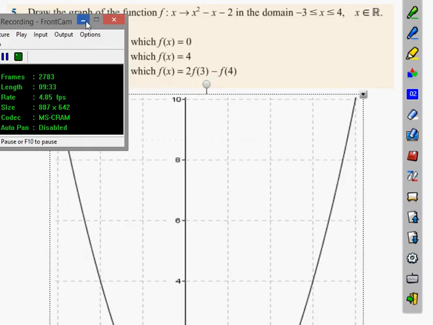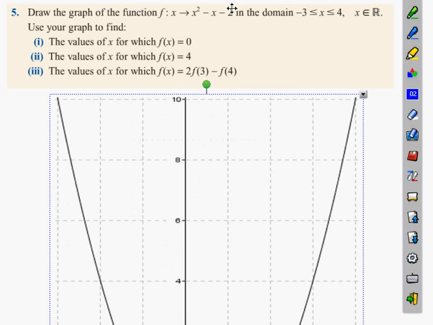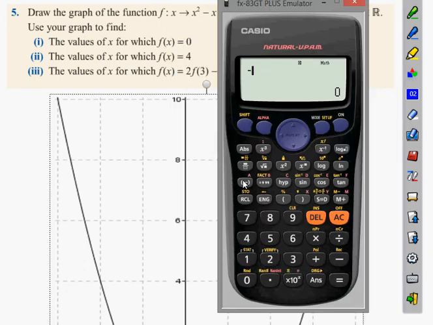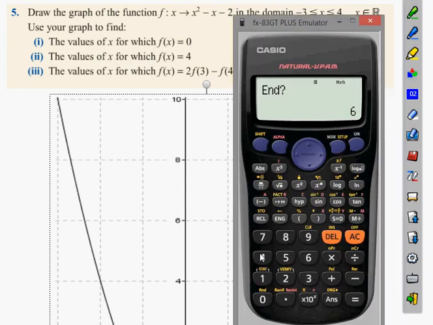Have the function f of x equals x squared minus x minus 2 in a domain of minus 3 to 4. What we do is we go to our calculator, we enter in, I'll do it from scratch, alpha x squared minus x minus 2. The start being located at minus 3 and the end is at 4. Press the equals there, step of 1. Here are the points we want to draw.